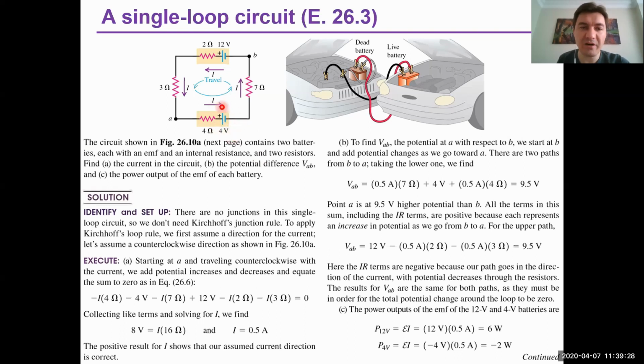So then what was the power output of the EMF of each battery? So what is the power here? What is the power here? So the power of this 12 volt EMF is given by EMF times current, 12 volt times 0.5, 6 watt. And here we have 4 volt EMF. The power is given by 4 volt times the current, it is 2 watt, okay?